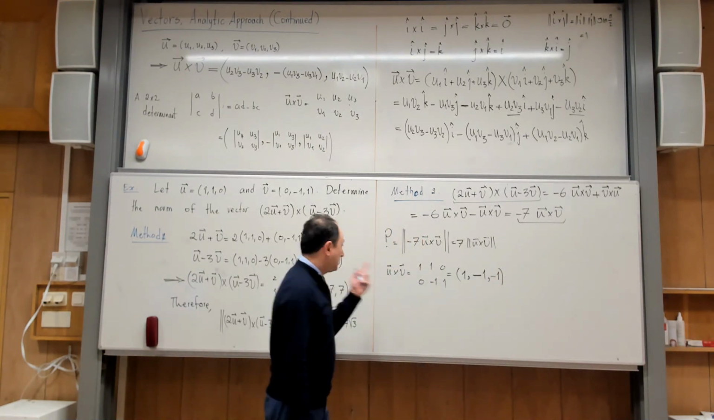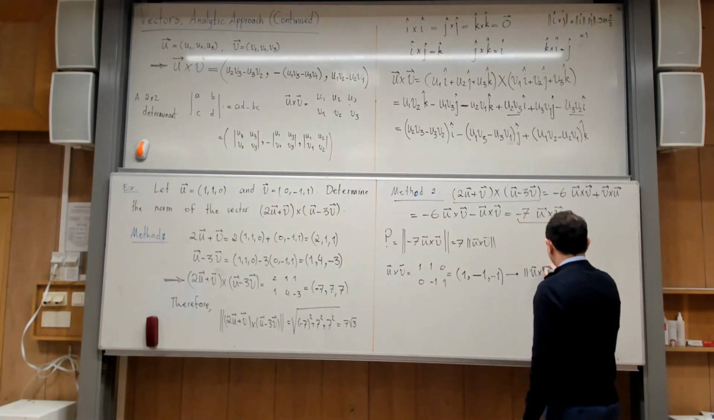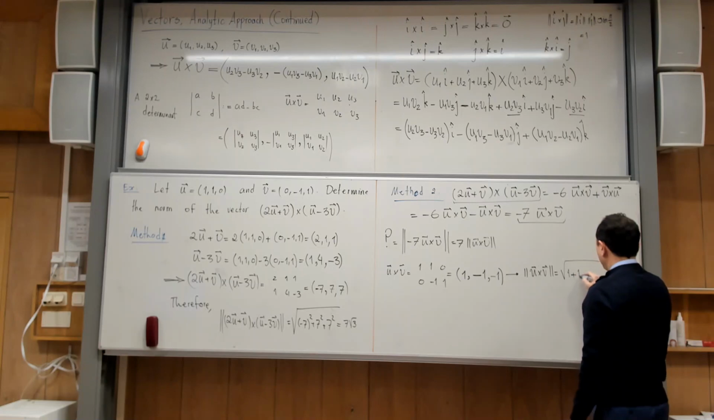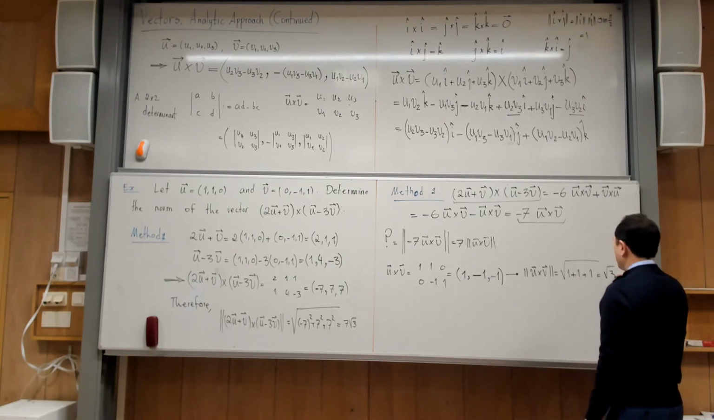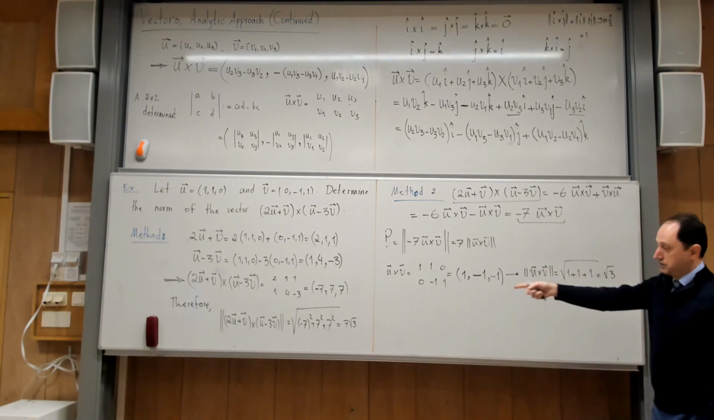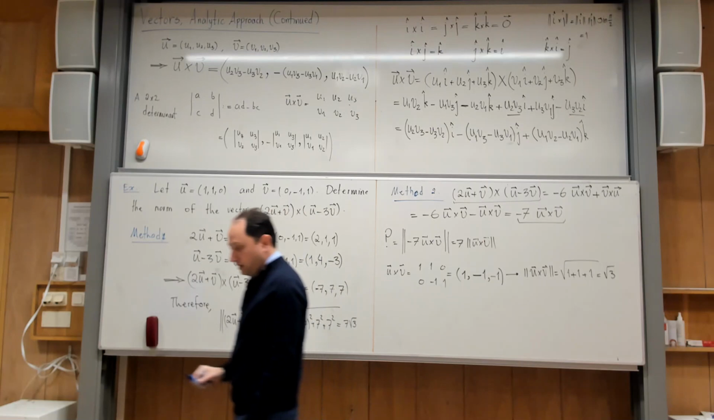Yes? And then the norm of this vector is the square root of 1 plus 1 plus 1, the square root of 3. So the question mark is 7 times this number, which is exactly the number we got. So that is up to you in which way you want to do it.